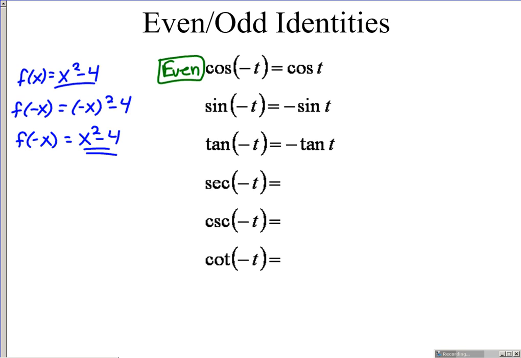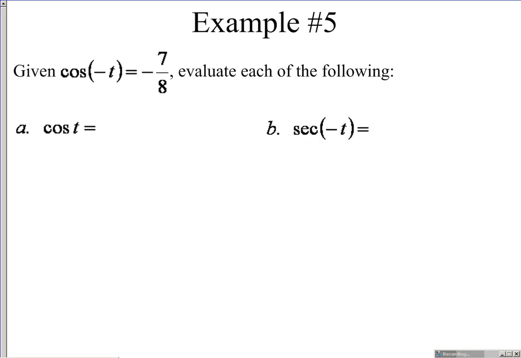And now our reciprocal functions act the same way as their reciprocal counterparts. So secant is going to act the exact same way as cosine, so secant of negative t is simply secant of t. Cosecant is going to act like sine, so the opposite of cosecant. Cotangent is going to act like tangent, so negative cotangent of t. Those are the next 6. Again, remember, cosine is the only even function. You should know all 6 based upon that if you understand even and odd.